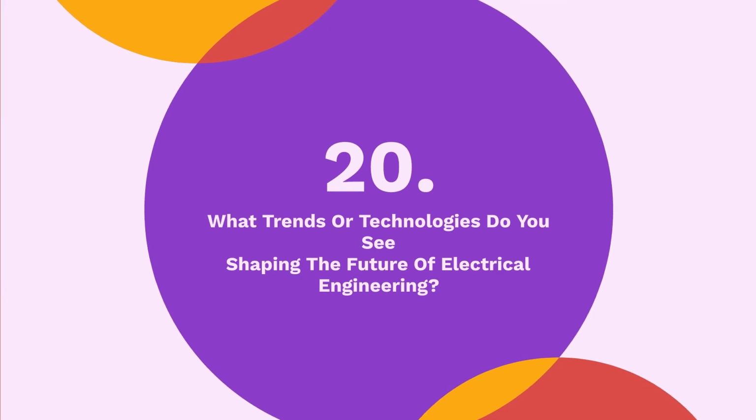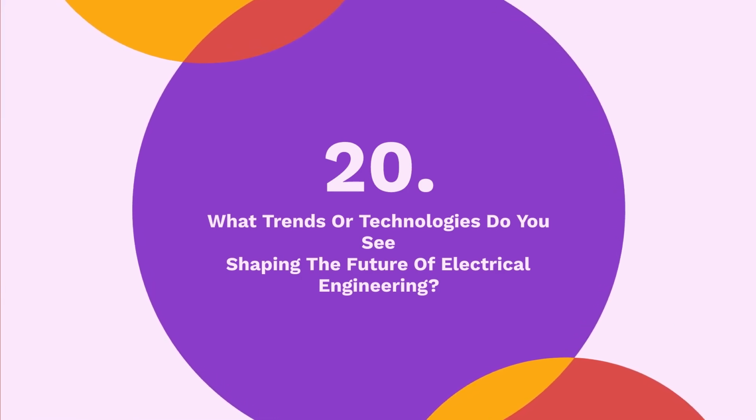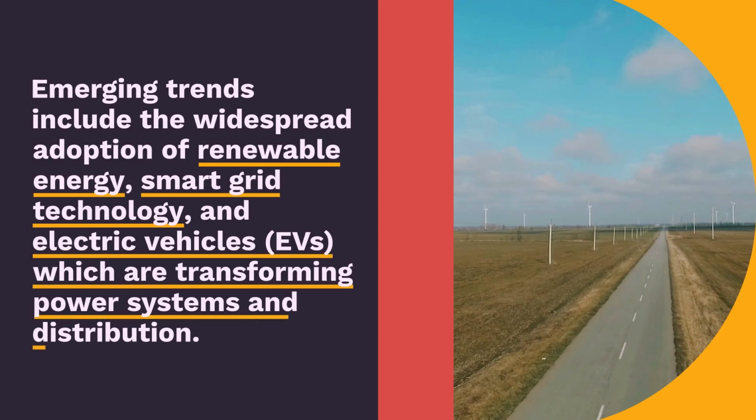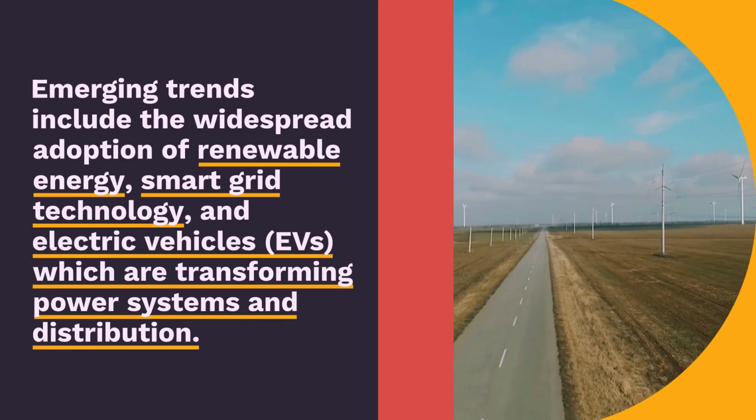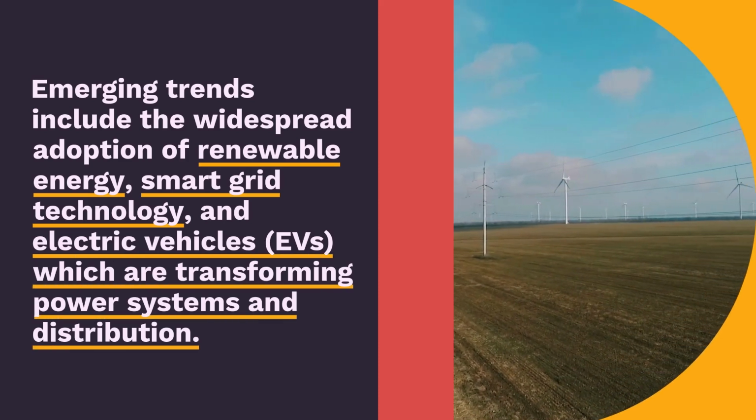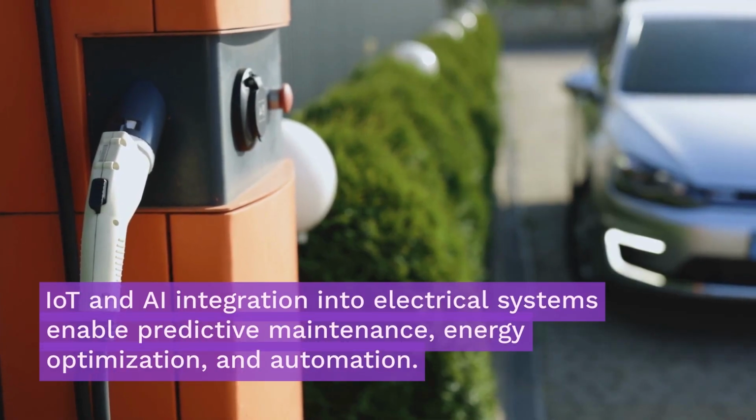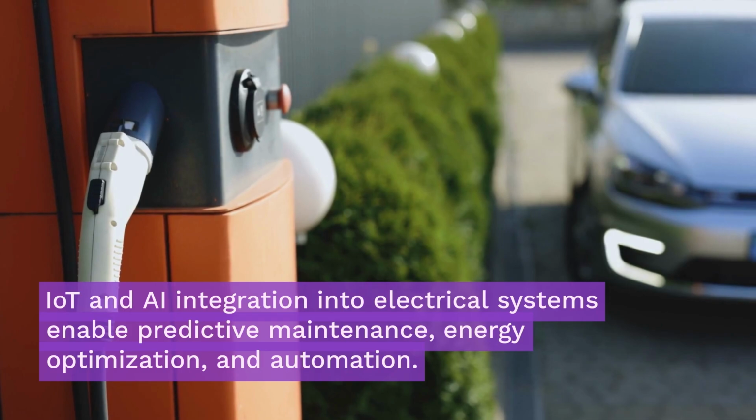20. What trends or technologies do you see shaping the future of electrical engineering? Emerging trends include the widespread adoption of renewable energy, smart grid technology, and electric vehicles, EVs, which are transforming power systems and distribution. IoT and AI integration into electrical systems enable predictive maintenance, energy optimization, and automation.